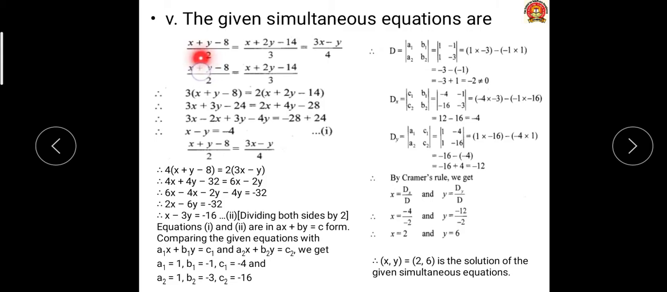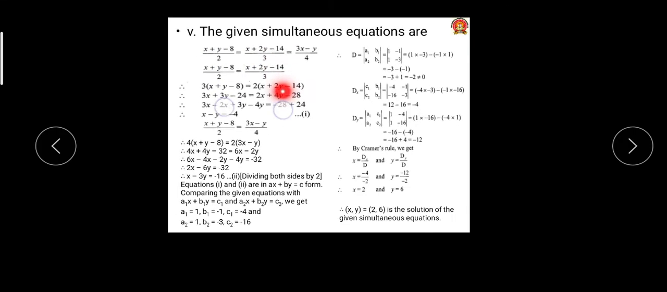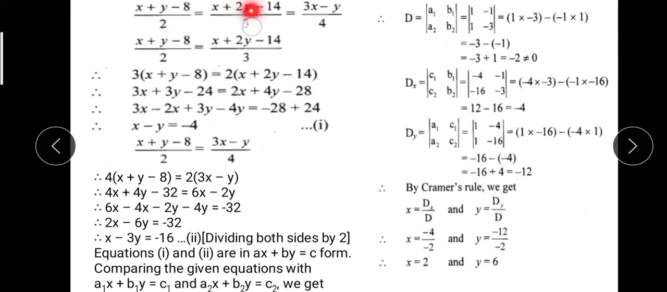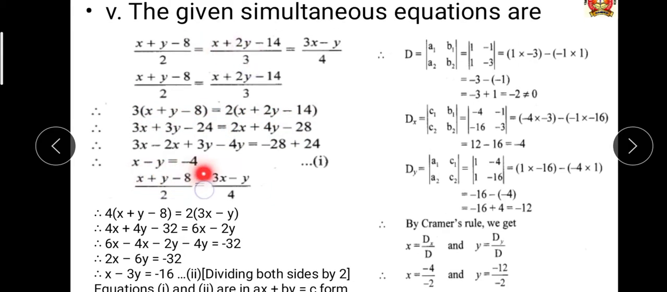So for that, what is the first equation? x plus y minus 8 upon 2, x plus 2y minus 14 by 3 is equal to 3x minus y upon 4. So try to solve this equation. How to solve it? Now see here, 3 in bracket x plus y minus 8 is equal to 2 in bracket x plus 2y minus 14. Consider any two first. See here, these two I am taking. So from these two you will get one equation, that is x minus y is equal to minus 4. Now next I am taking this with this.